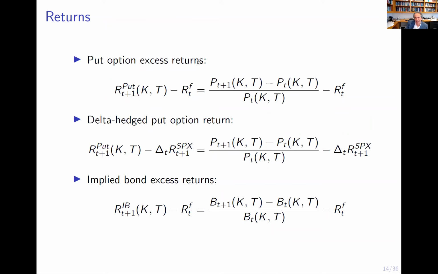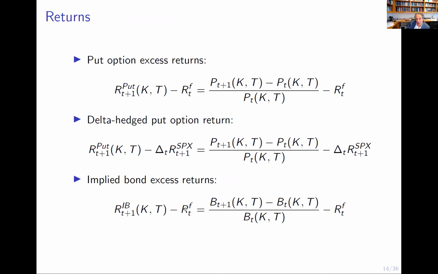The put option excess returns, so it's the return on options minus the risk-free rate, at monthly frequency, and then the implied bond excess return, which again, for every put option, we can compute the bond, the bond tomorrow minus the bond today divided by the bond today, and we can compute the excess return on that bond. By the way, these are traded securities, even if we do use quoted prices. These are all quoted prices, but it's the same on the top and the bottom, so it's the same type of mid prices.